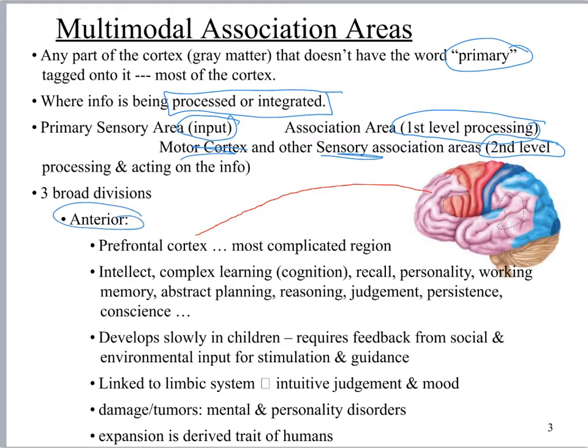The anterior, which is this whole area in light pink, is the prefrontal cortex. This is our most complicated region. This is the area that's most developed in humans, different from other non-human primates and other animals. It's the seat of our personality, working memory, abstract planning, reasoning, judgment, all of that good stuff. It will be linked to our limbic system so that you can work on your mood, judgment, behaviors, all kinds of stuff. All right, let's look at the next slide.